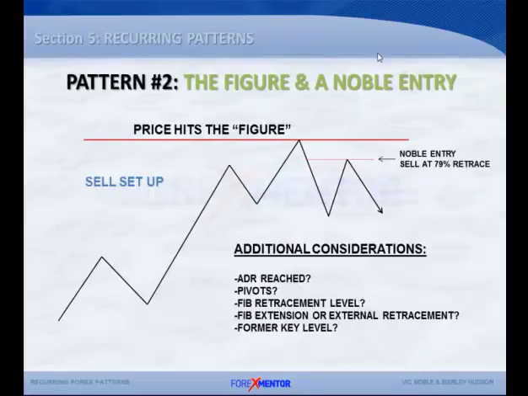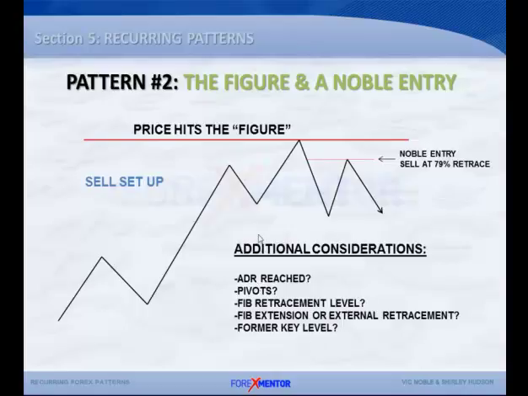Okay, here's an example of what a sell setup might look like using the figure and a noble entry. Price rallies up from down here, comes up, hits the figure level, and then forms this noble entry. You see, after rallying up 79%, that's our noble entry sell, and then hopefully down it goes. You should also be watching for other confluences.